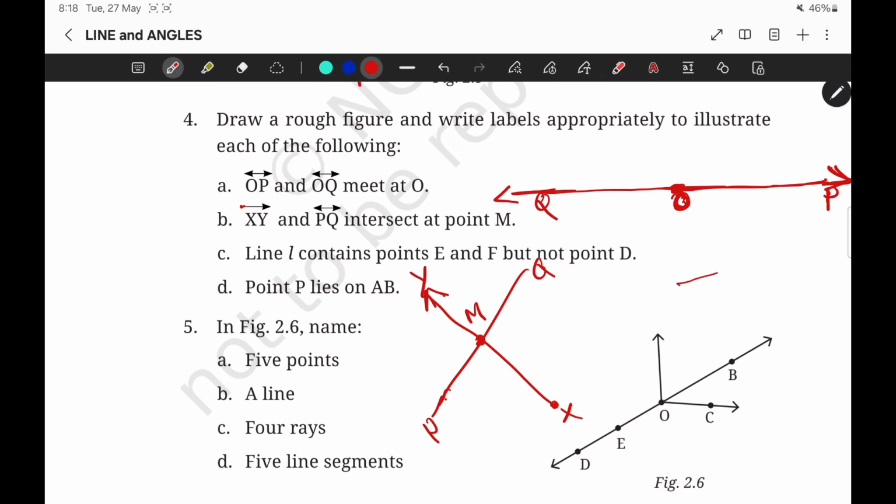So our line contains points E and F. And the line is denoted with L, but not point D. So we don't need to keep a point on a line. Point P lies on AB.